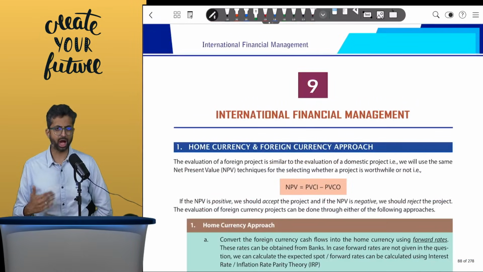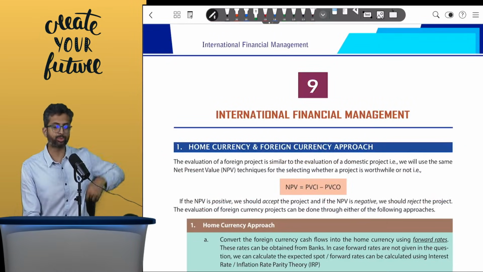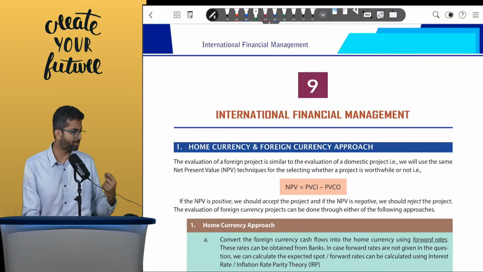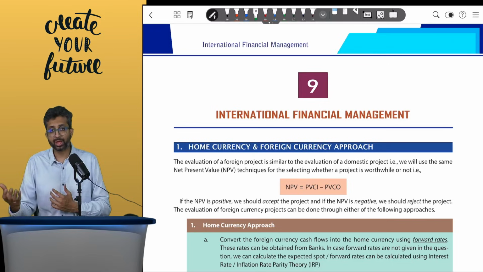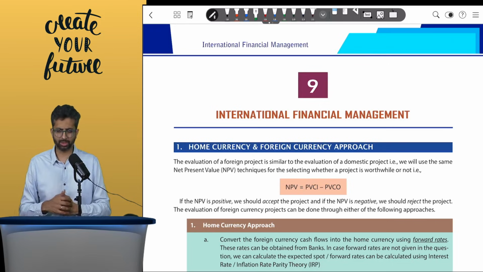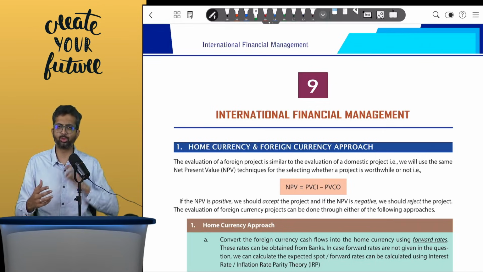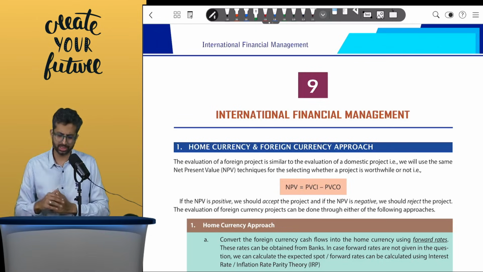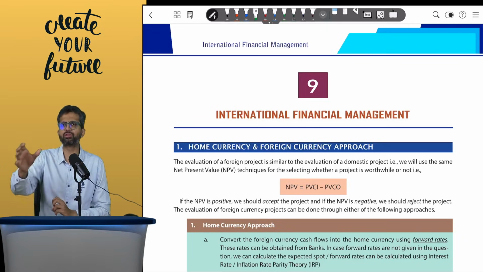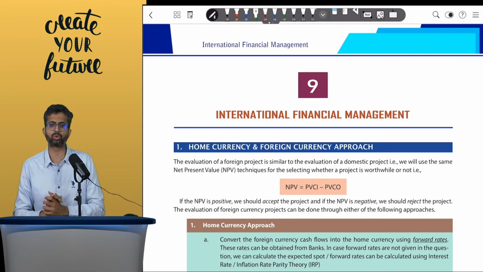So these are the concepts which I am just touching upon in this chapter. Then you have the chapter on International Financial Management, or IFM, where you are going to do international capital budgeting, where you can do project evaluation using either the home currency approach, that is, you will discount the local currency cash flows at the local currency discount rate. In general, if nothing is given, your cost of capital is the local currency discount rate.